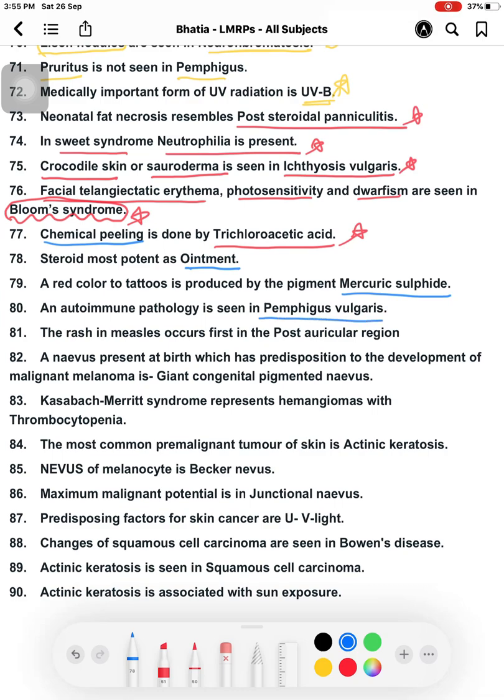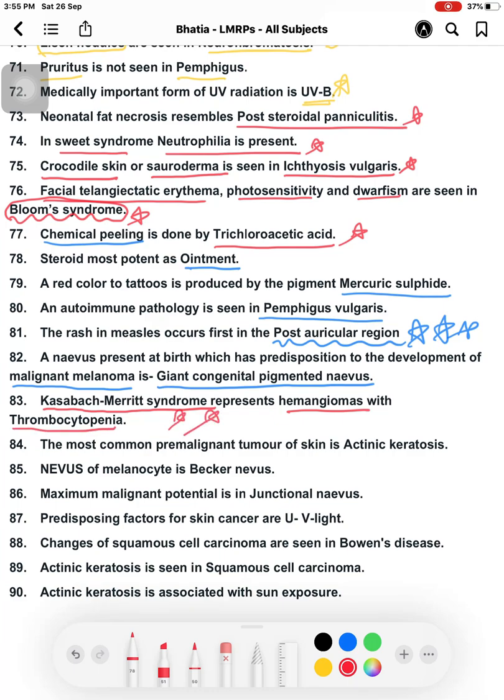The rash in measles occurs first in the post-auricular region. This is the most important MCQ. A nevus present at birth, which has predisposition to the development of malignant melanoma, is giant congenital pigmented nevus. Kasabach-Merritt syndrome represents hemangiomas with thrombocytopenia.